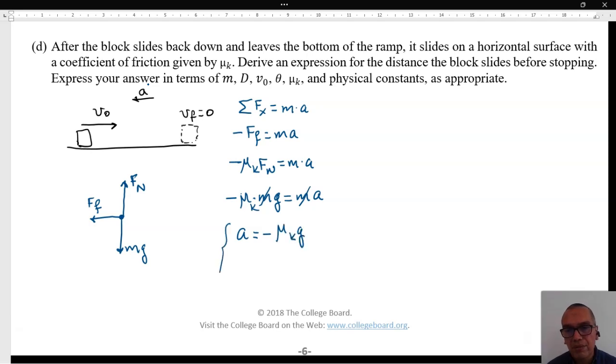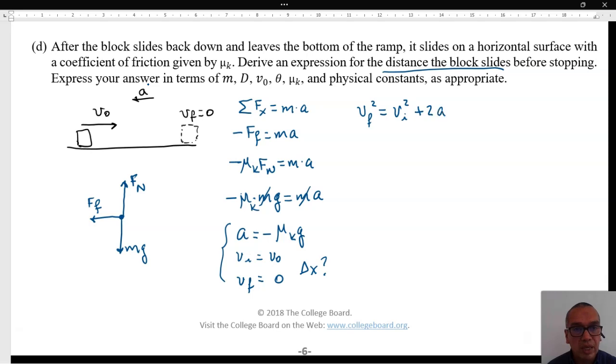Add that to the fact that the initial velocity is v naught, and the final velocity is 0, and what you want is the distance the block slides, or in other words, they are asking for the displacement. Now you have an equation for this from kinematics. We already used it. Final speed squared is equal to the initial speed squared plus twice the acceleration times the displacement. Final speed is 0.